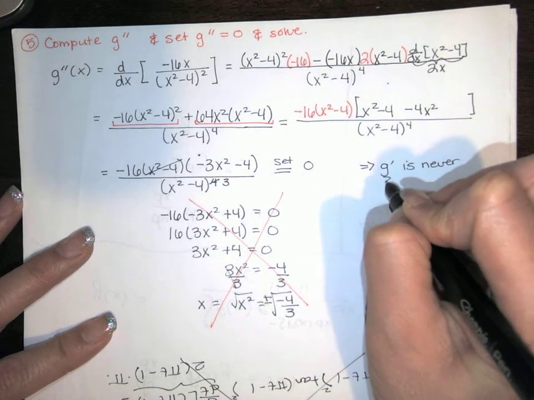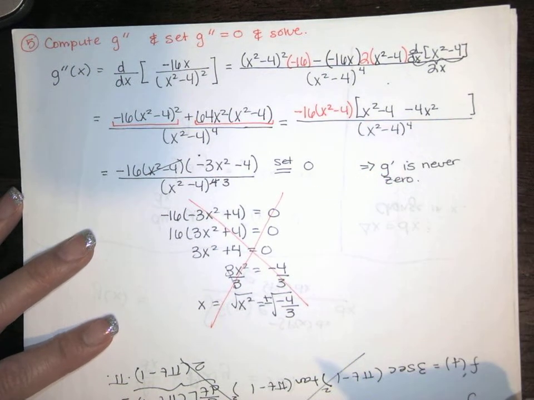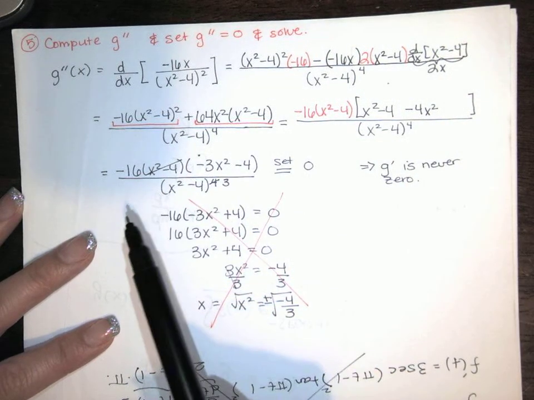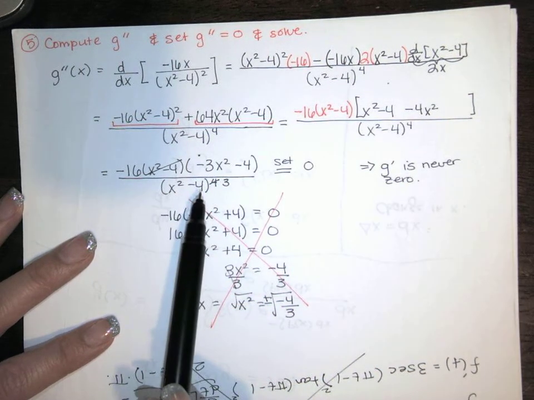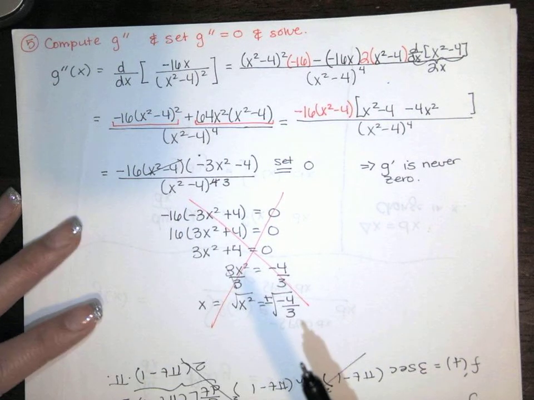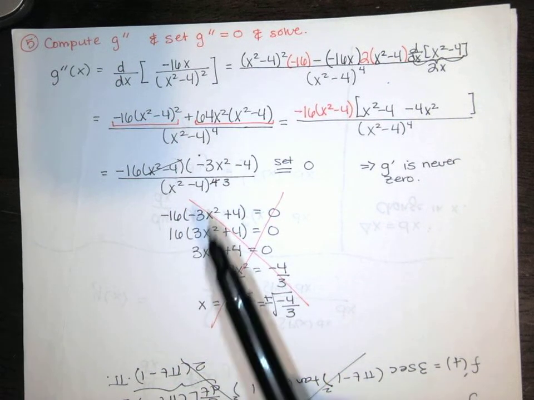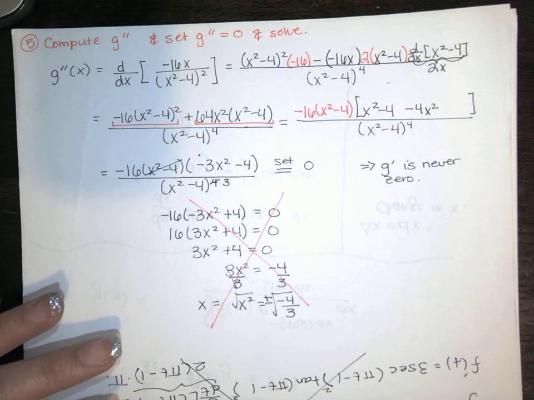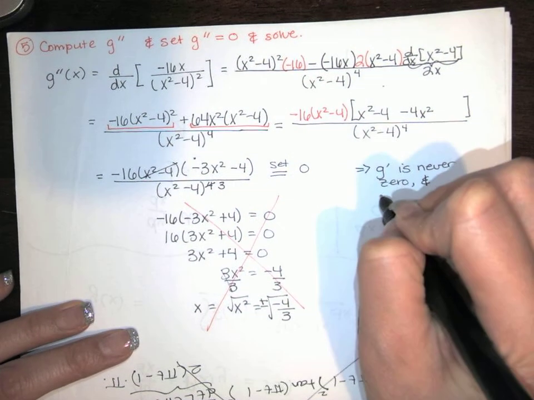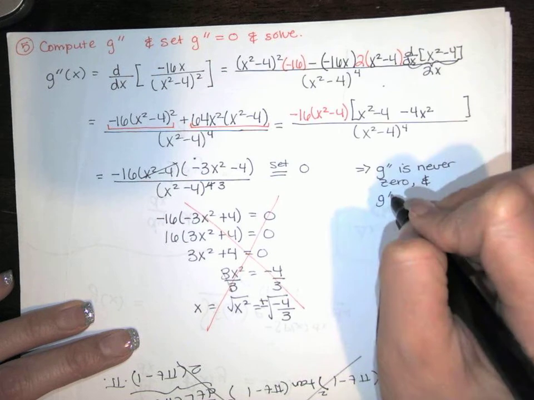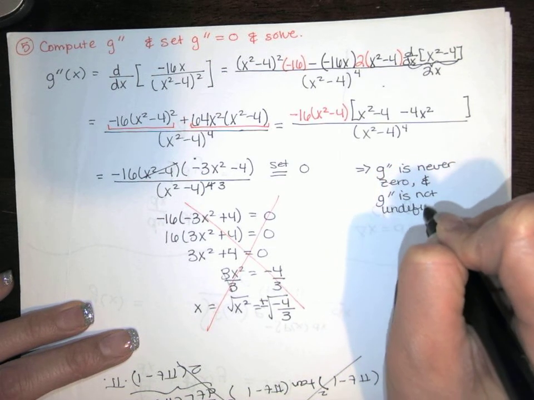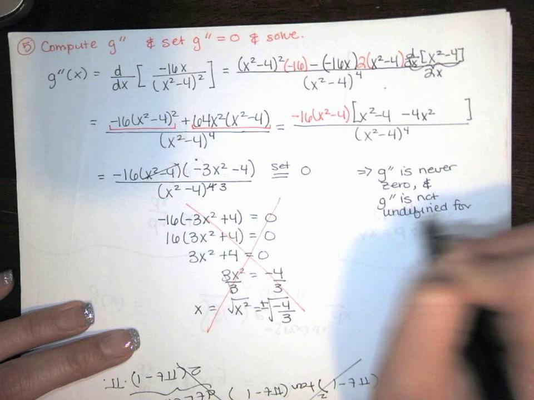Okay, we also have to think about x values in the domain for which this is undefined. Well, this is undefined when the denominator is 0, but the denominator is 0 at x equals plus or minus 2, and those are not in the domain. So g double prime is never 0, and g double prime is not undefined for any x in the domain.